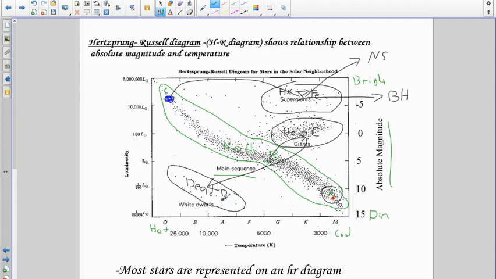This one's a really hot star. And because it's so hot, it's going to be giving off intense light, but it has to be tiny in order for it to be as bright as this cooler star over here.